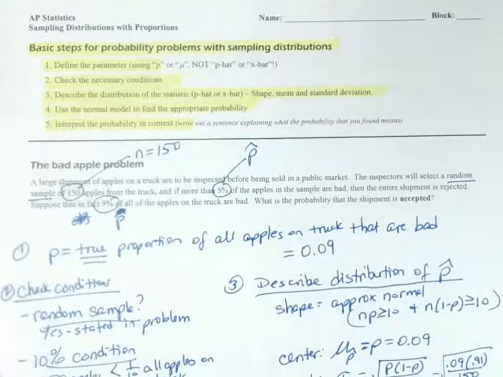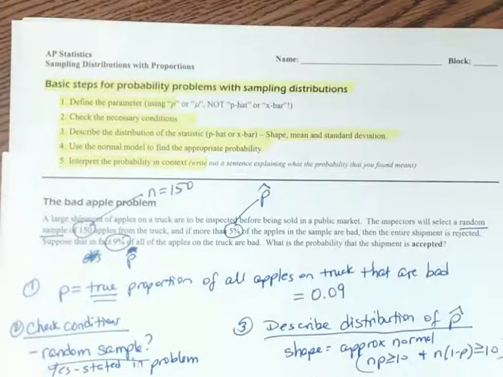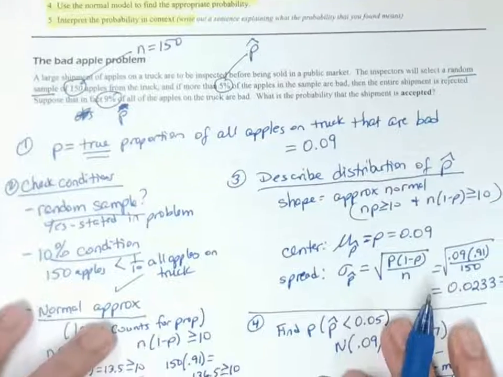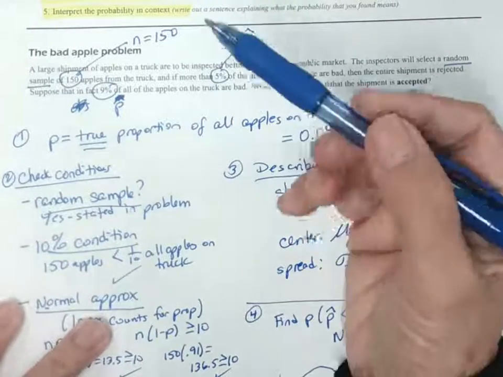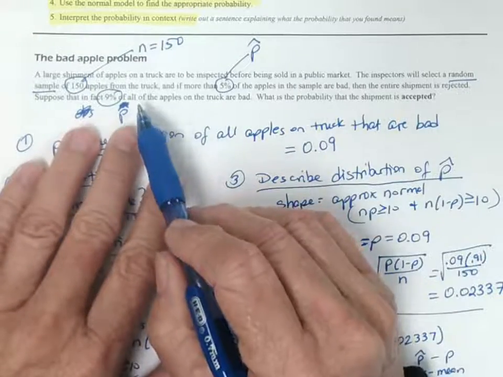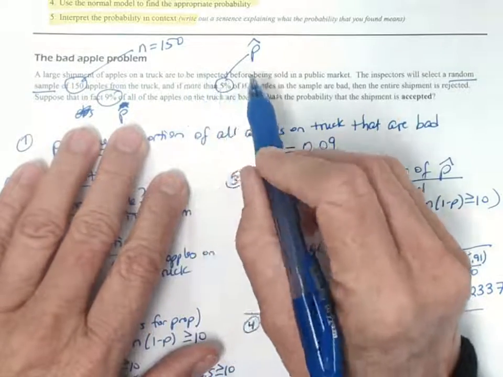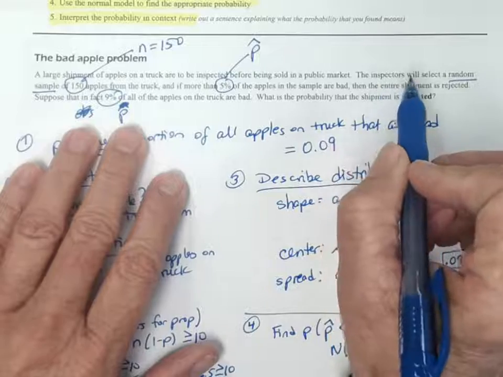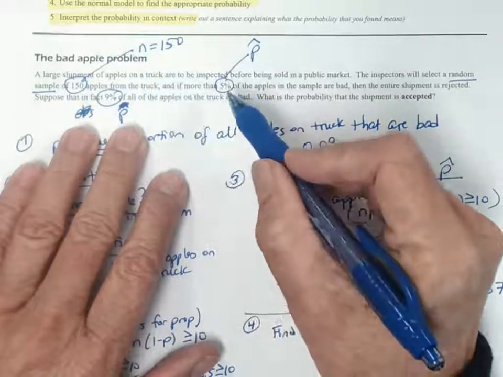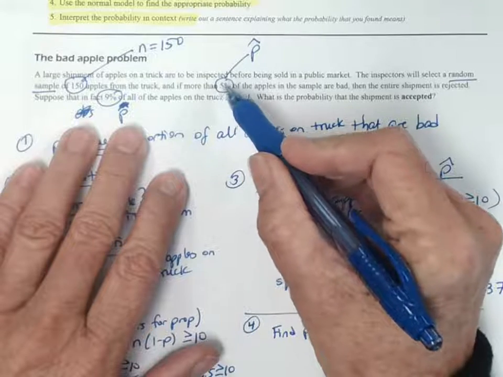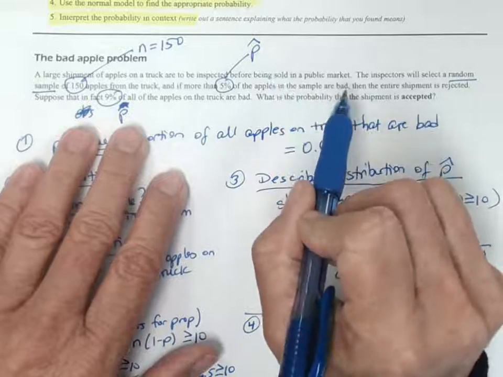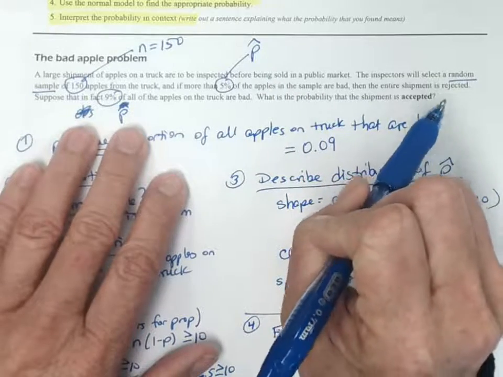So here's our example. This one is going to be a distribution with proportions. So the bad apple problem. And one of the first things I like to do, when I'm reading through the problem, is start to identify things. So a large shipment of apples is inspected. The inspectors will select a random sample of 150, so that's n, from the truck. If more than 5%, so this is from the sample, if more than 5%, so that's p hat, in the sample are bad, then the entire shipment is rejected.